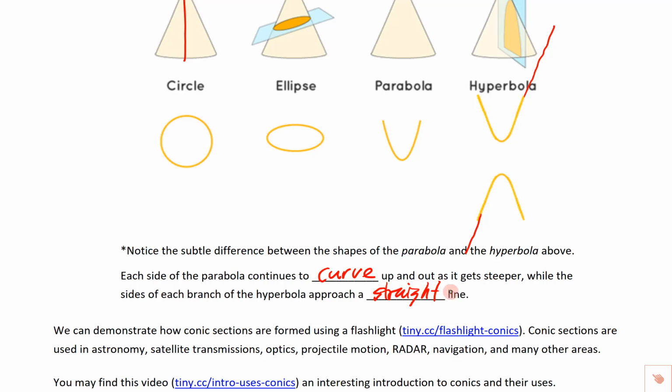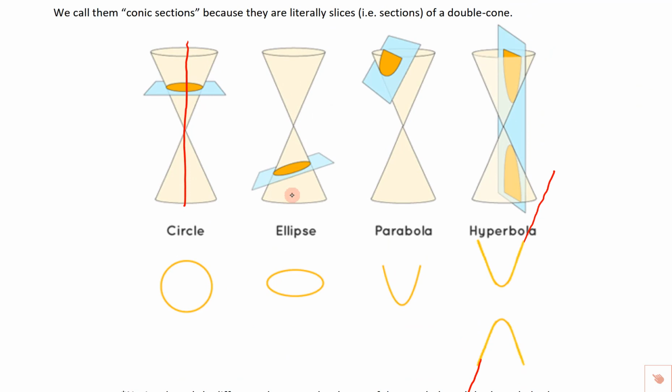Now we can actually demonstrate how conic sections are formed. A quick little demonstration using a flashlight. I'm actually going to show this in class. If you're in class, I'll actually be physically using a flashlight. I'm going to go ahead and play this video right now so you can see how those conic sections are formed and maybe have a little bit better visual than just having a two-dimensional thing right here. So let's go ahead and take a look at that.